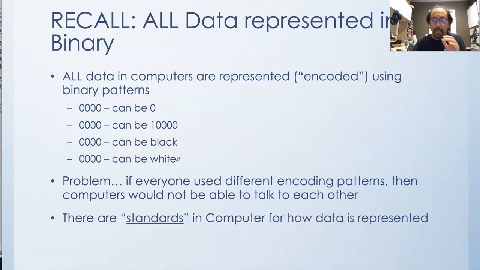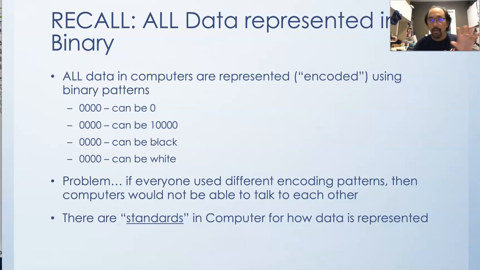So the way we deal with this problem is that we need standards in computer science, so that when I want to deal with color, we have an agreement that, for example, 0000 is understood as black, and not accidentally by some other computer as white. Otherwise, I make a picture on my screen, I send that picture to somebody else, and all the colors will be different. And we don't want that. So we have standards of how we represent data using different bit patterns.